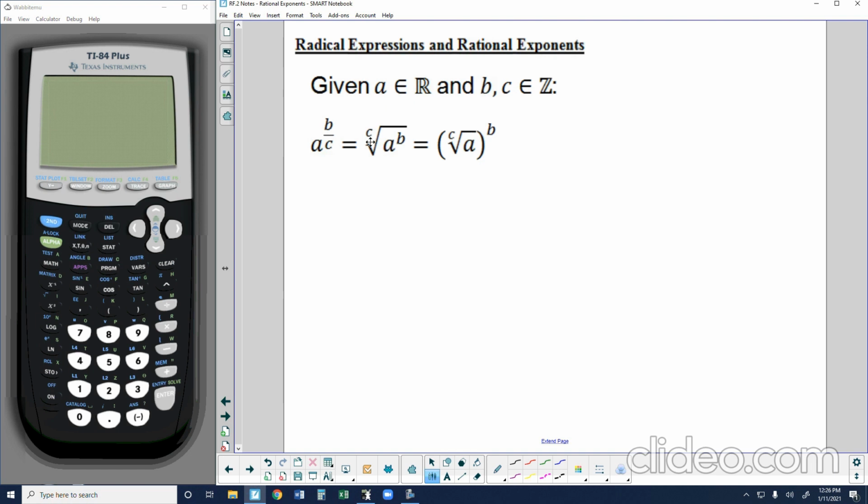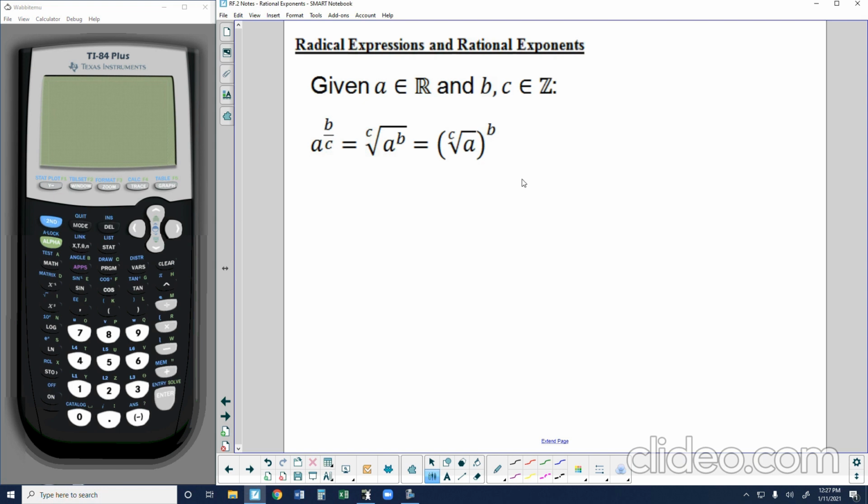Now, the order in which we do this does not necessarily matter, though it's useful to be able to manipulate that order, because it can be switched around. So if I want to rewrite A to the B over C power, I can take the Cth root of A, where again the denominator in my exponent fraction becomes the index of my root, simplify that first, and then take that to the B power.